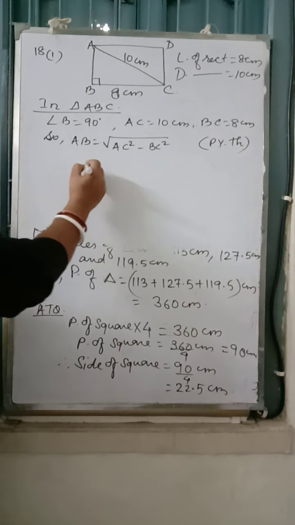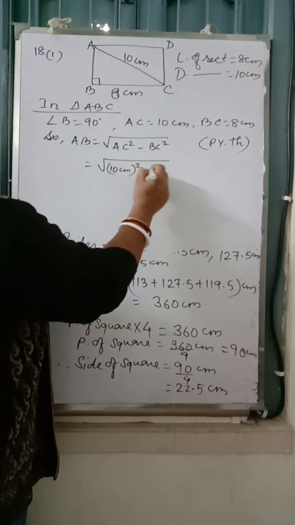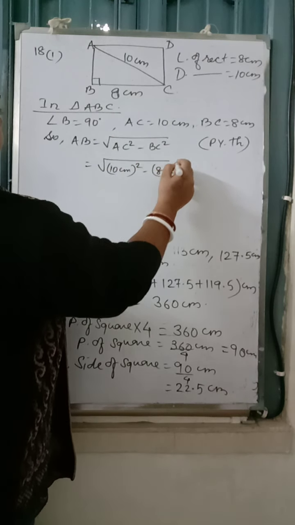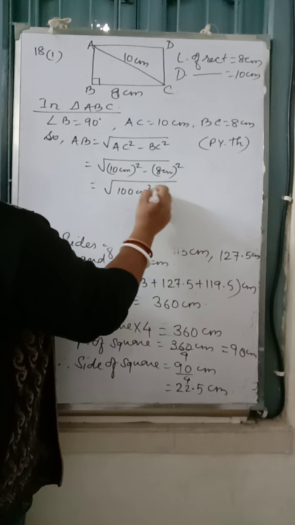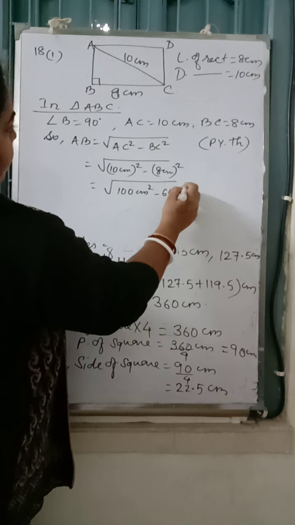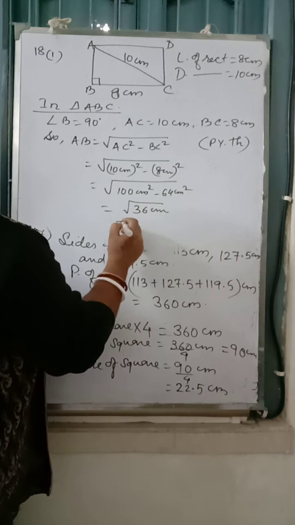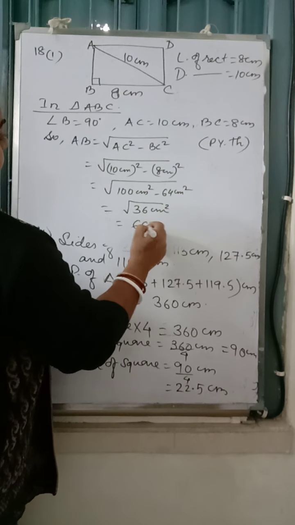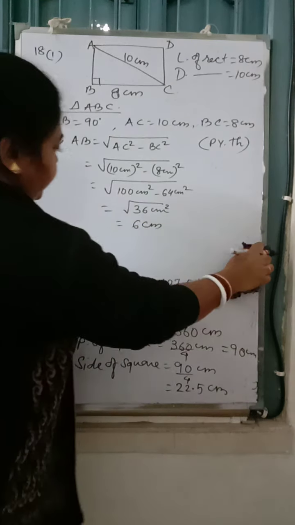Now we'll be just finding it. 10 centimeter whole square minus 8 centimeter whole square, or it gives you 100 centimeter square minus 64 centimeter square, or this is 36 centimeter square under root, or you get it 6 centimeter. So the breadth you have got 6 centimeter, is it?